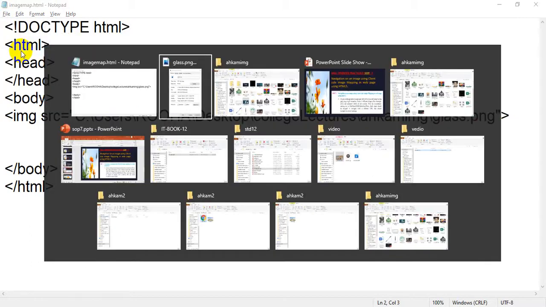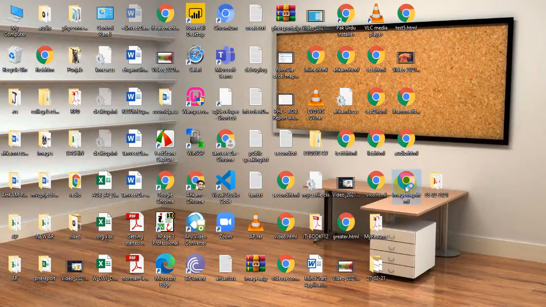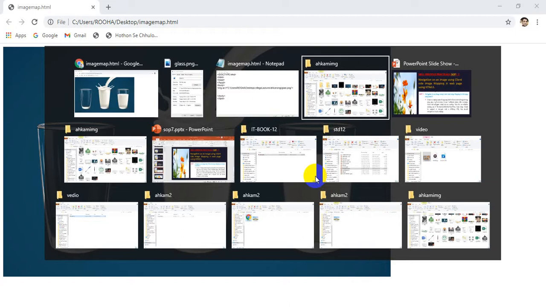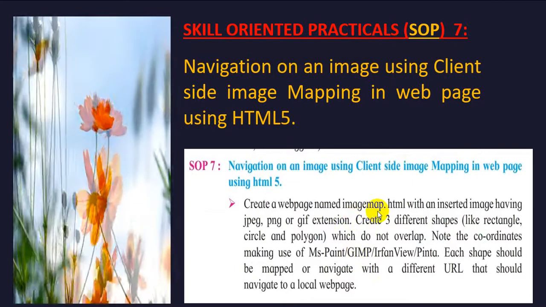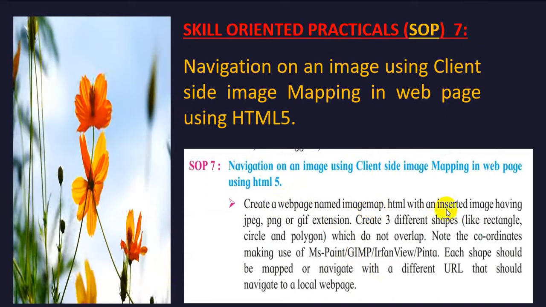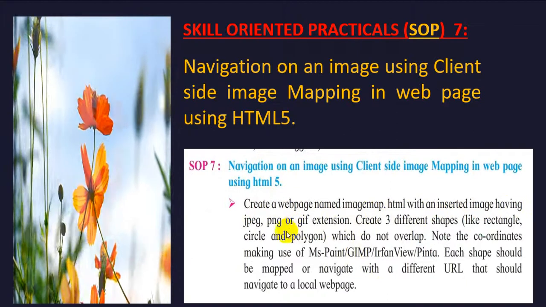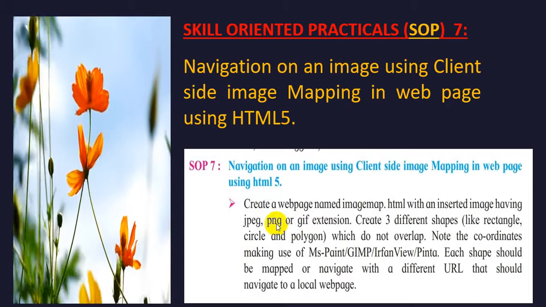Now flip back to your browser. I think I have closed it. Let me open it again. Now you will get our output, which means we have added an image in our HTML page. Now I am moving towards our question. So what is in the question? We have completed the first sentence: we have created an HTML page named image map.html, then we have inserted an image, and our image extension is PNG, that is Portable Network Graphics. You may have GIF, PNG or JPG.